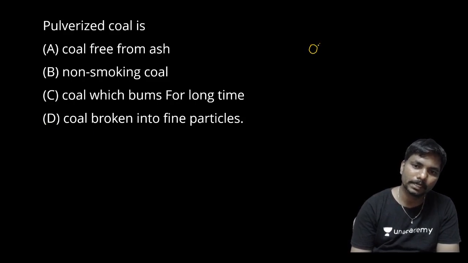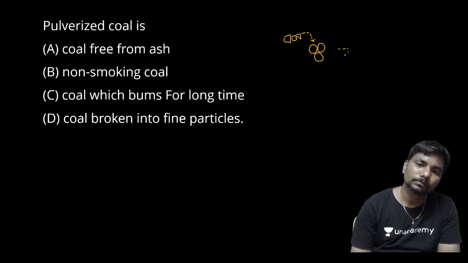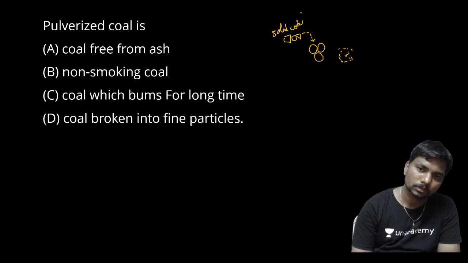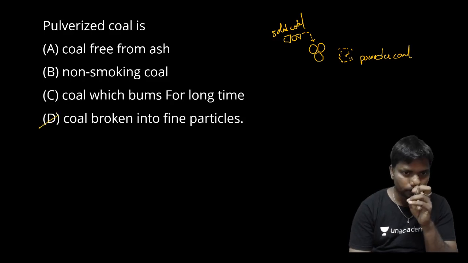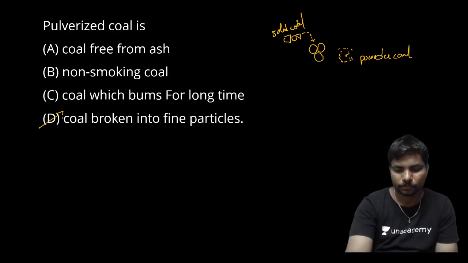We are using mills. In the mills, if you place that coal, it will be converted into powder form. You will get powder form of the coal. Solid coal to powder. Okay, so coal is broken into fine particles.